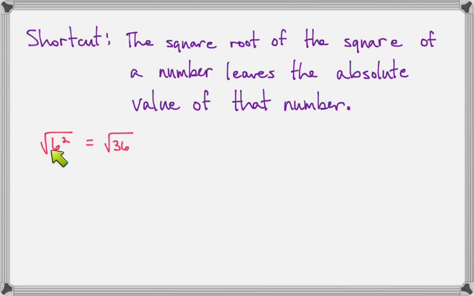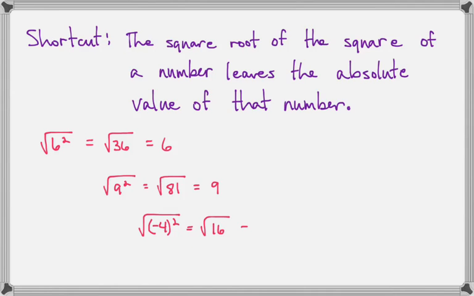So we know the square root of 6 squared is the square root of 36, which is 6. And the square root of 9 squared is the square root of 81, which is 9. So as long as the base is positive, it stays the same. Whatever the base is, that stays the same. If you use a negative base, like I have here, the square root of negative 4 squared, then it's going to come out positive.